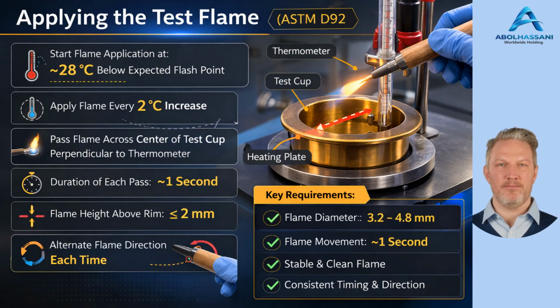Applying the test flame. The procedure for applying the ignition source is defined in ASTM D92 Section 11.3. The test flame must be applied every 2 degrees Celsius rise in temperature while heating the sample. The flame should pass smoothly across the center of the test cup surface. The ignition flame diameter should be approximately 3 to 4 millimeters, ensuring consistent vapor ignition conditions.